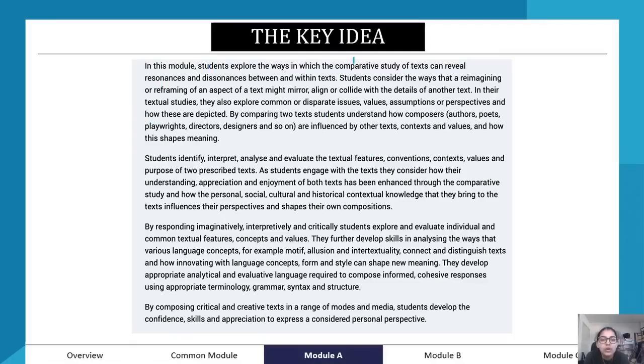So you want to look at how you want to study the text. Look at the ways in which comparative study can reveal resonances and dissonances between and within texts. Then consider the ways that a reimagining or reframing of an aspect of the text can mirror, align, and collide with the details of the other. What's really important with this module is the idea of comparative study. You have to constantly and consistently compare the two texts. You can't just focus on one more than the other, and you can't focus on them isolated from one another.